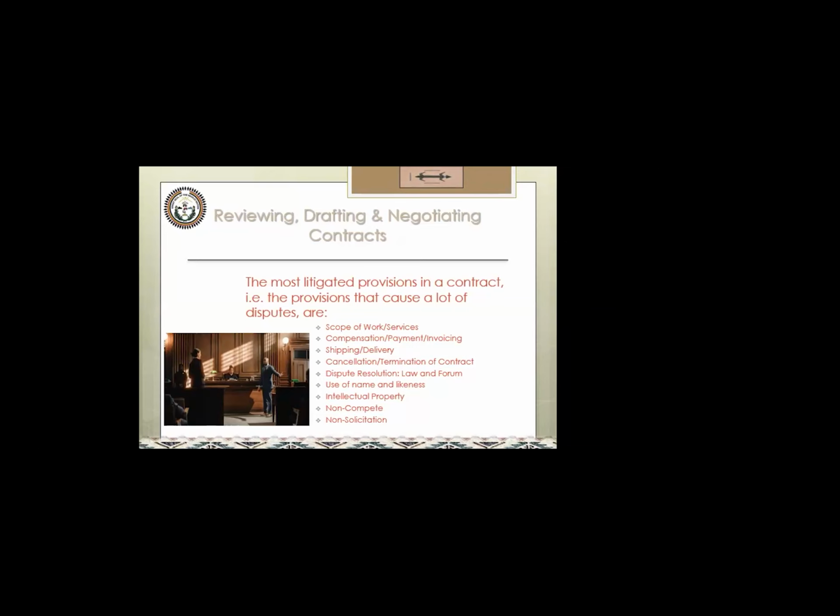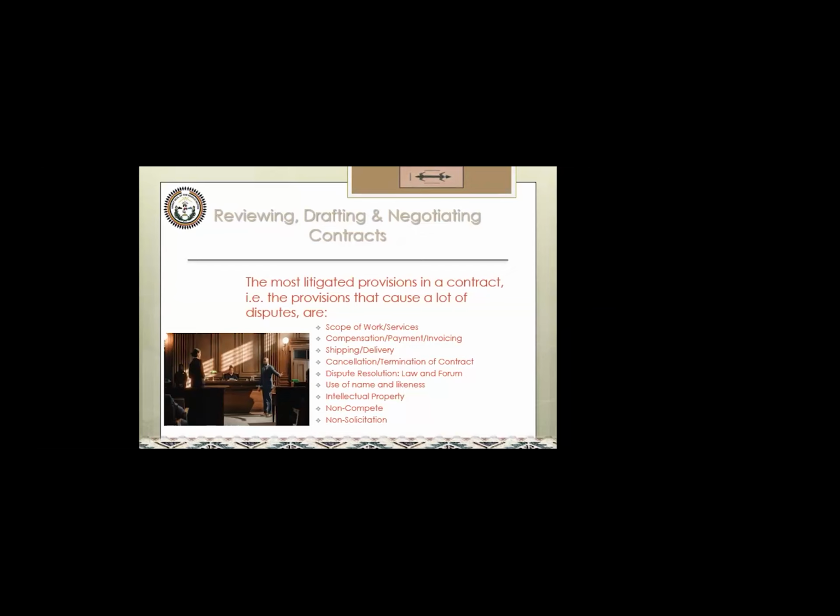For legal services, we have net 15. Payment is due within 15 days. For other people, it might be 60 days. Heavy equipment suppliers, we handle a lot of those contracts, like 60 to 90 days. So really spell out your services and your compensation so everybody's on the same page, so there's no surprises and there's no questions. Shipping and delivery is another one.